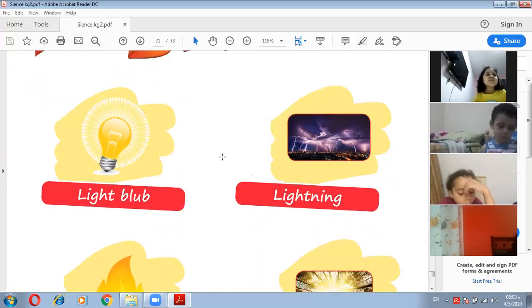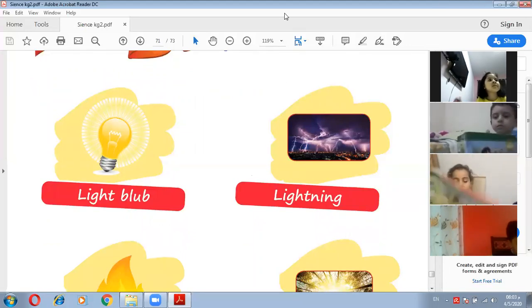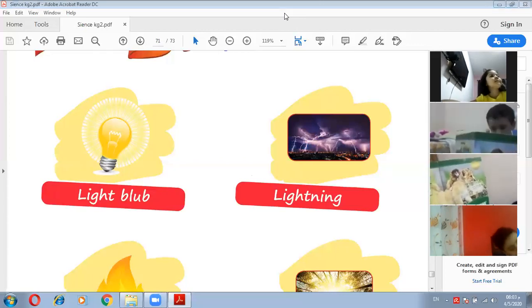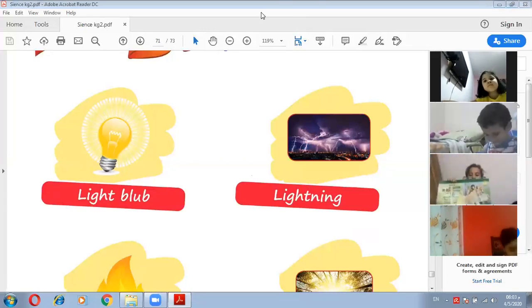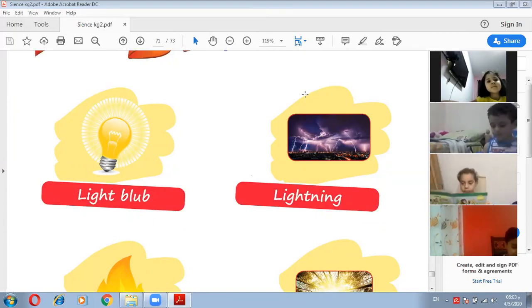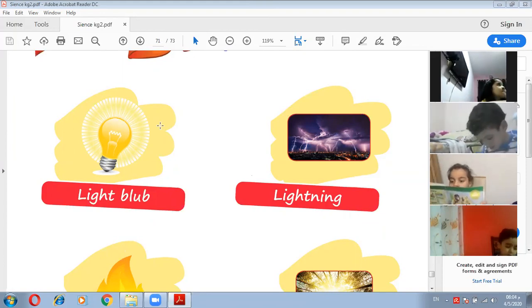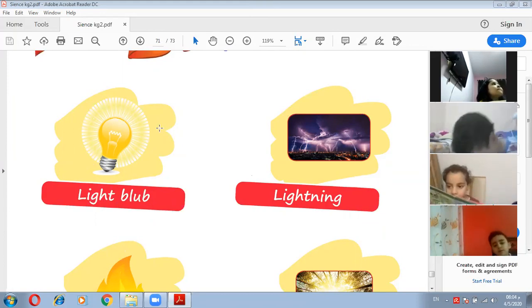We have here sunlight, lightning, light lamp. Light lamp. So here, KG, we have the light lamp. The first source here is the light lamp. You can see in your home a light lamp.